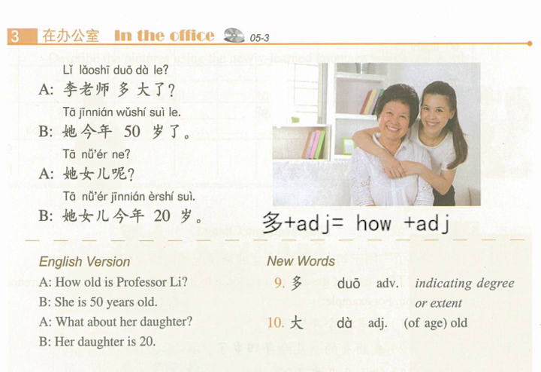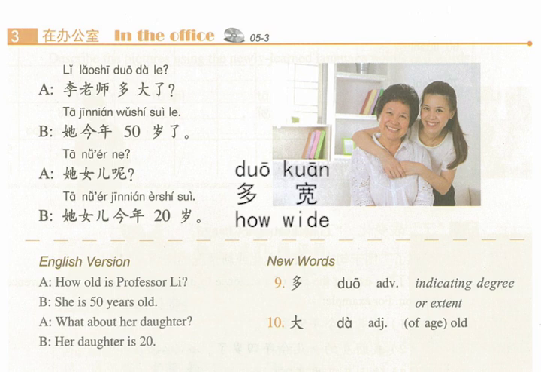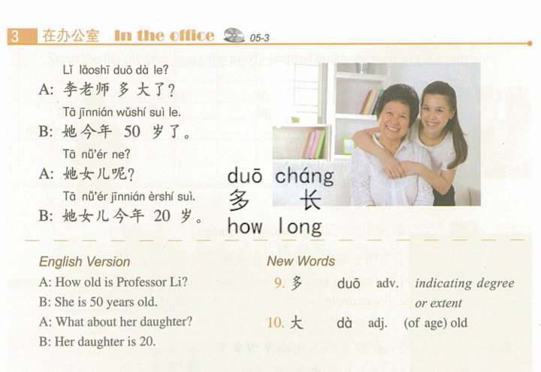What if you want to say how wide, like you're measuring something, measuring your bed or your desk, your table, you say how wide is it? How wide? You say 多宽. How about you want to say how long? Yeah, you say 多长, because 长 literally means long. 多长 is how long. Make sense?